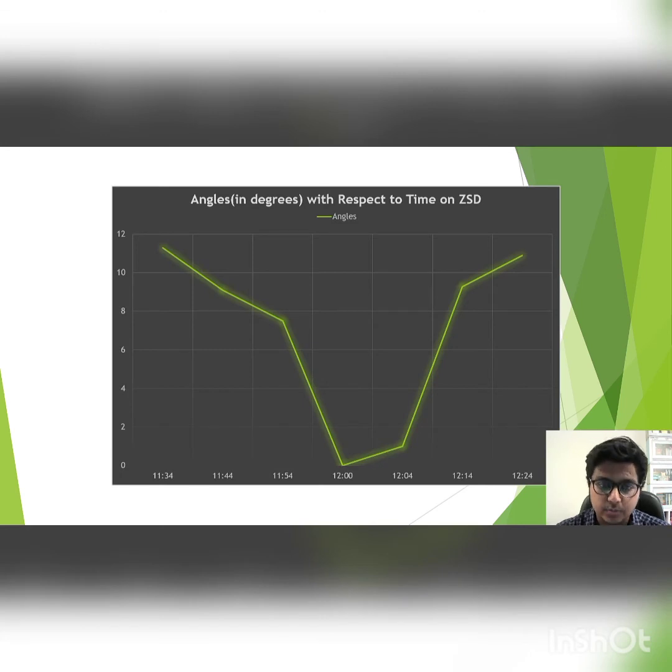This is a graph we plotted based on the angles in degrees with respect to time on the zero shadow day. As you can see in the graph, the length of the shadow is decreasing as we approach noon and increases once again as time goes on.